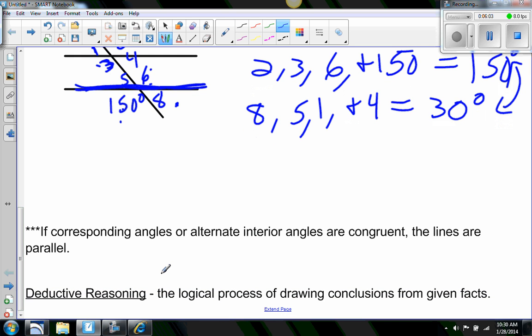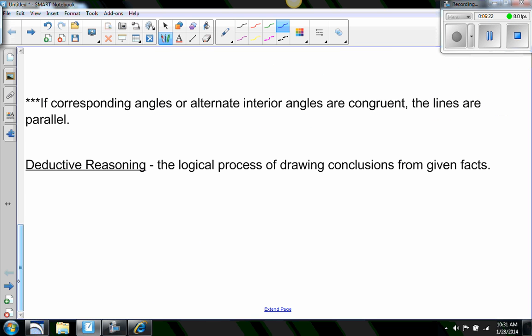And then what did we use to solve all this? It's called deductive reasoning. We do this all the time in class. I might not call it that, but we do it. It's the logical process of drawing conclusions from given facts. We do that a lot on Moby. Because we know one thing, we can solve another thing, right? You can draw conclusions based on what you already know.